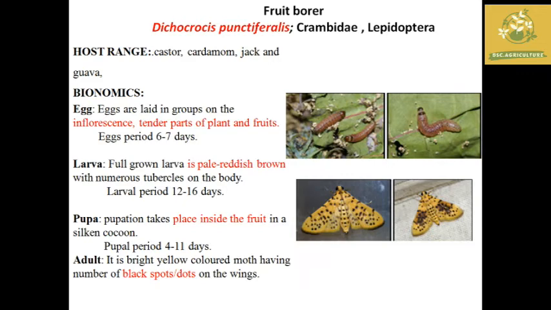The fully grown larva is pale reddish brown with numerous tubercles on the body, and pupation takes place inside the fruit with a silken cocoon, with a pupal period of around 4 to 11 days. The adult is a yellowish colored moth with numerous black spots present on the wings.